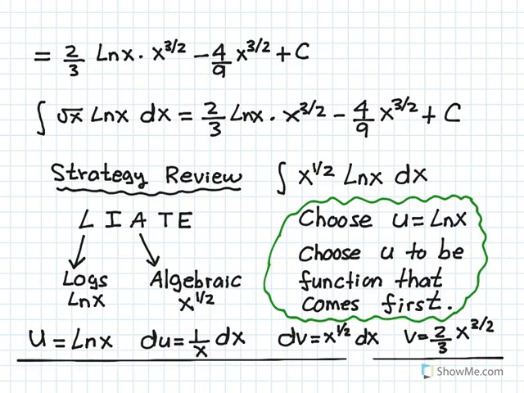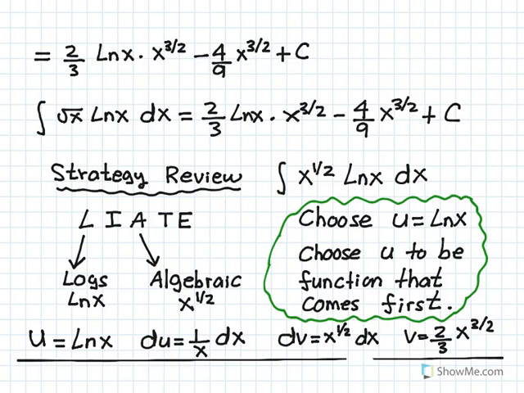Now let's talk a little bit about strategy. Why did we choose u to be equal to log x? If you look at the LIATE principle, L stands for logs. That's of course log x. And A stands for algebraic function. In this case, that would be root x. And clearly, logs come before algebraic functions. So that means we have to choose u to be equal to ln x.